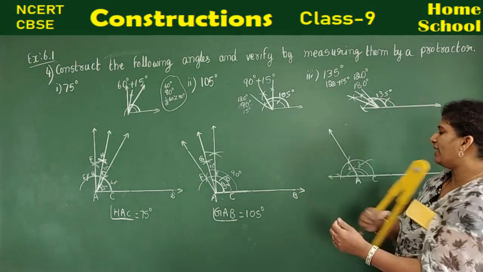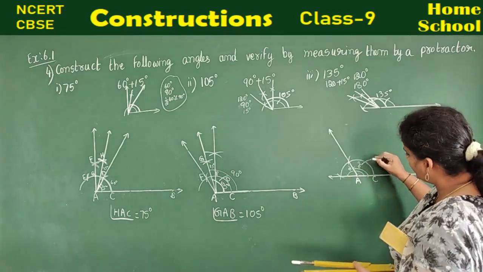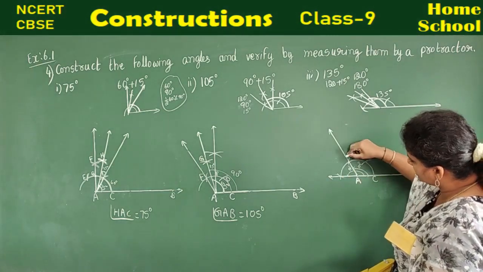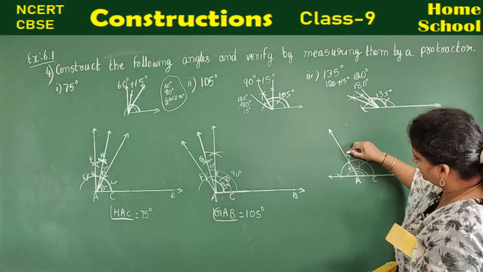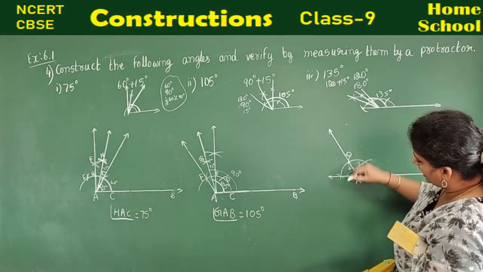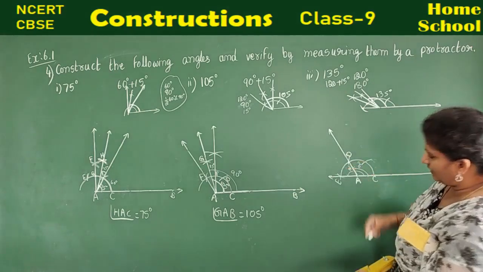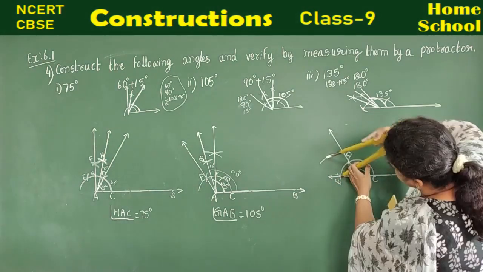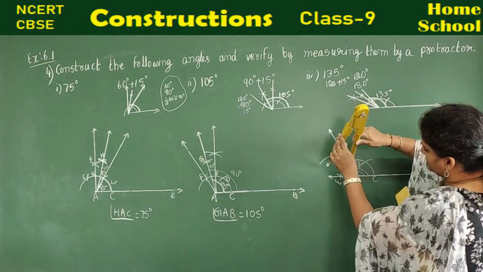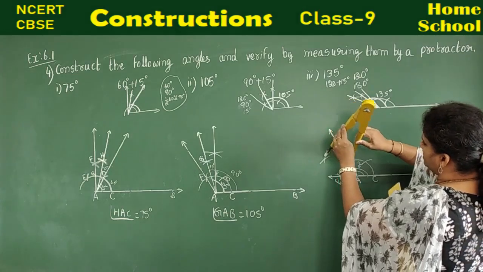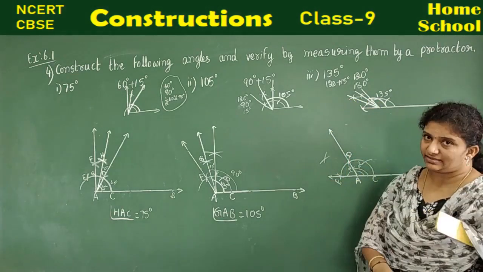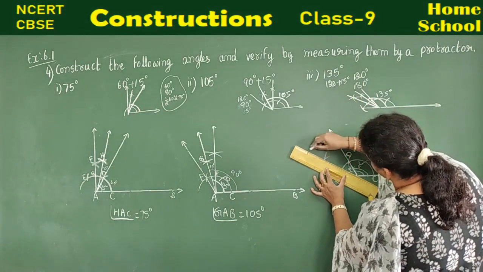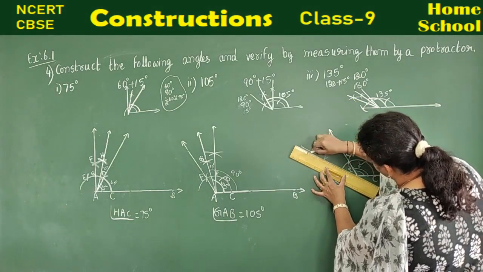Have to do angular bisector. Just mark the points A, B, C. I don't want this. Let me mark this point D and mark this point E. With D and E as the center, same radius, you are going to get an intersecting point. Try to join this.